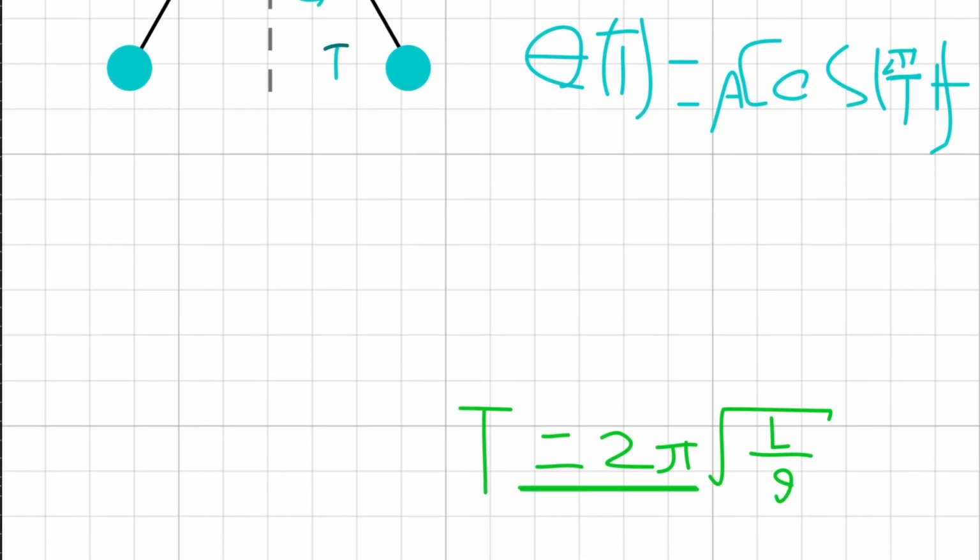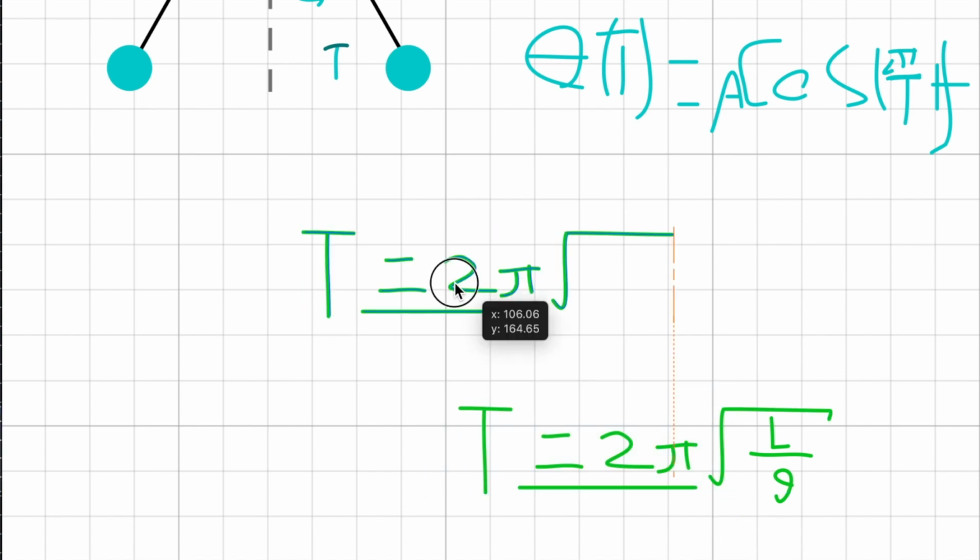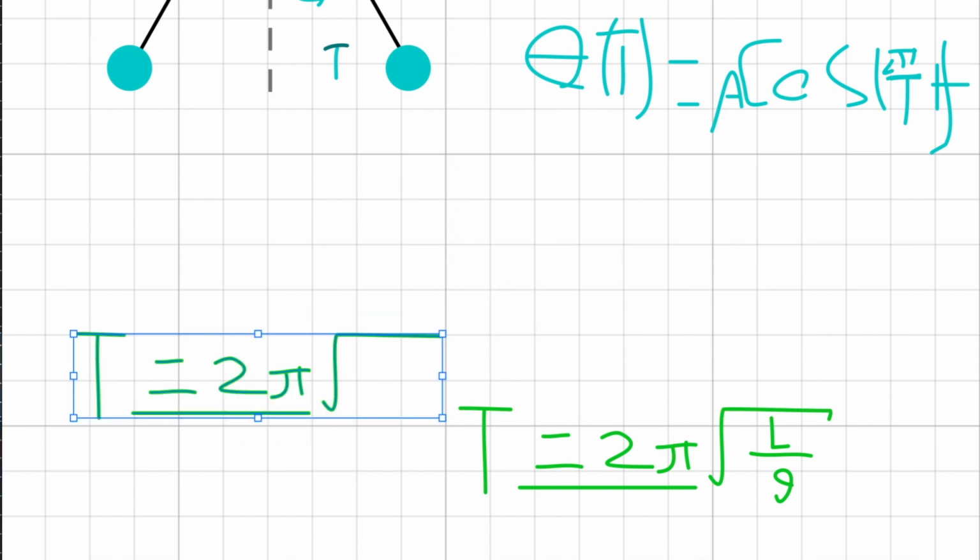Now, you might be clever, and you might say, well, wait a minute. Isn't the equation for mass on a spring almost the same? Instead of length up here, it would be the mass, and down here is going to be the spring constant, K. So aren't these equations too similar to be a coincidence? You're right. These two equations are almost exactly the same.